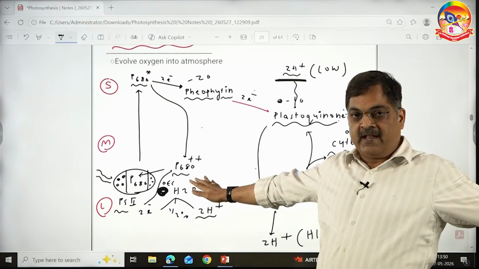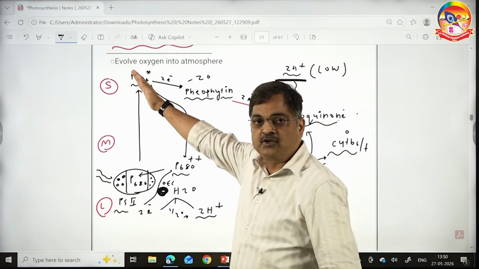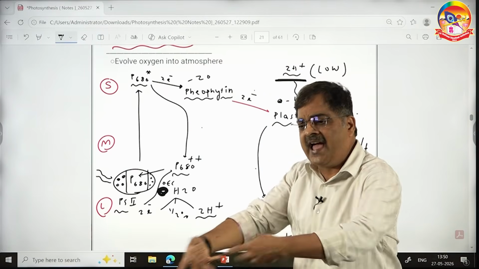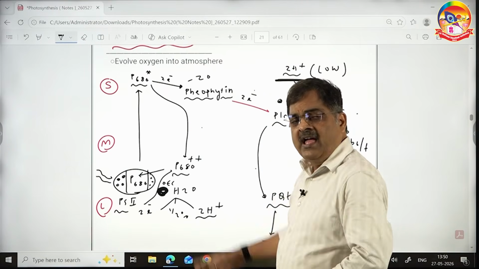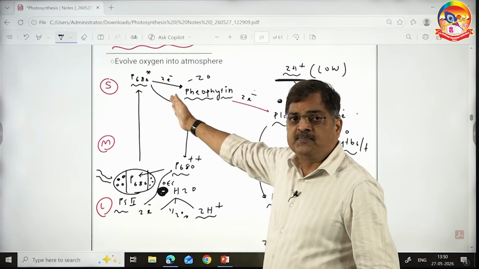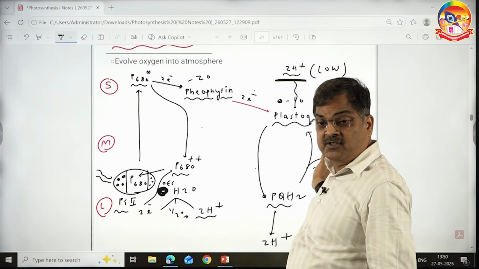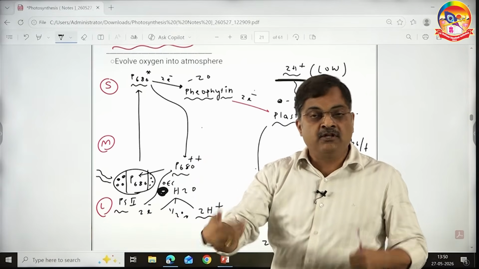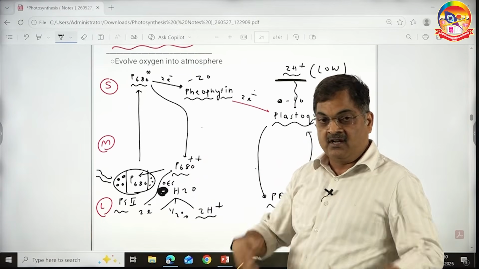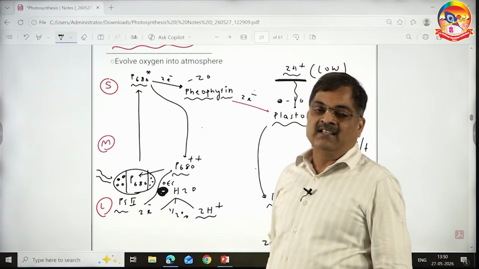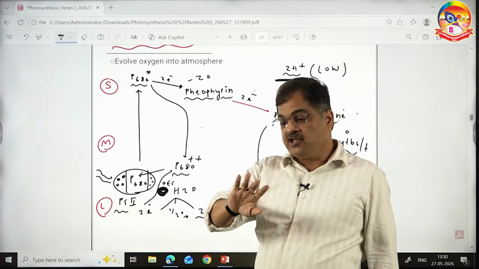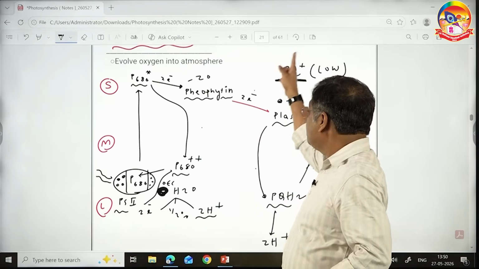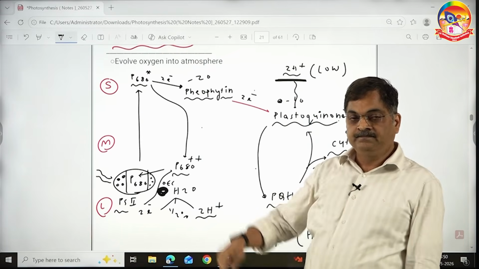So I explained in two ways. In the language of energy: when the electron moves from its higher energy to lower energy, energy is liberated. One more: electrons move from a lower redox potential compound to a compound of higher redox potential. The difference of redox potential is positive, which means free energy is negative, which means it's an exothermic reaction, an energy releasing process. Ultimately, if somebody asks you what is the utility of this energy, the utility of this energy is for the transport of protons from stroma to lumen.